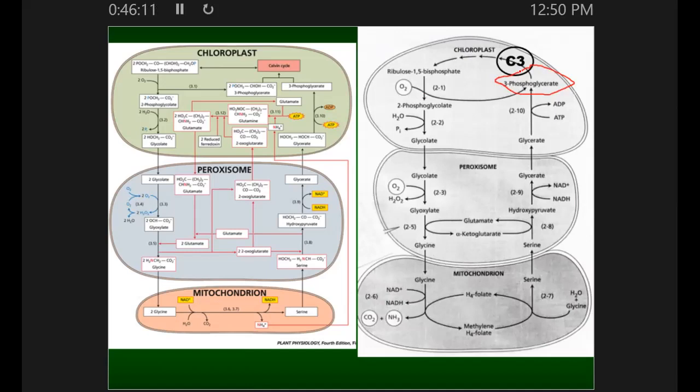Yes. Yeah, and then they lose CO2 as carbon dioxide, so it's not as efficient for sure. Yeah, you still get a PGA, one though, just one.